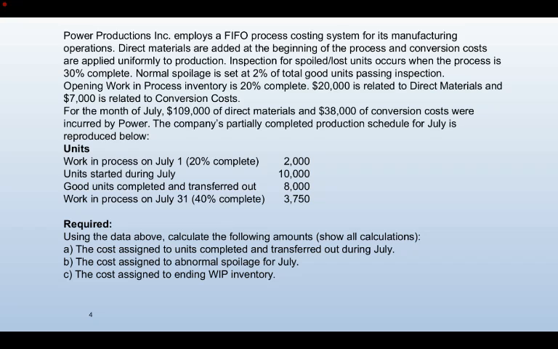So if 2% is acceptable, of the total that passed inspection, 2% of rejects is considered acceptable. What is that number? Well, 11,750 times 2%.